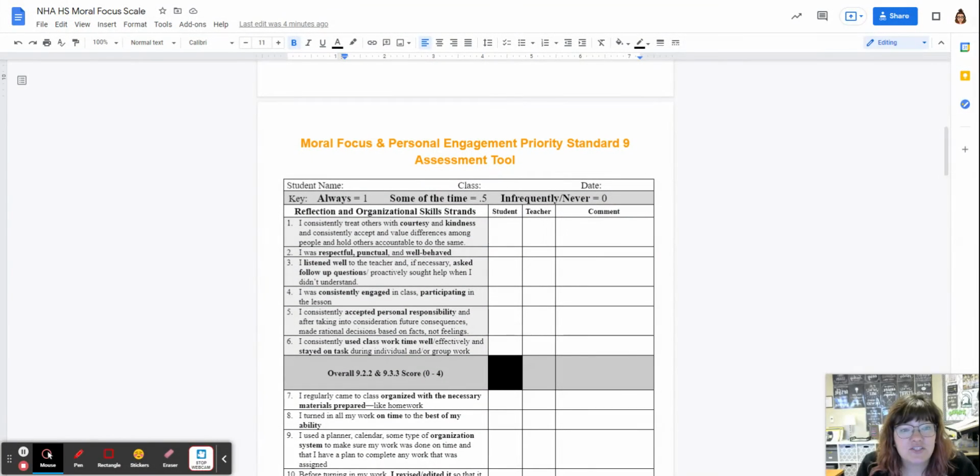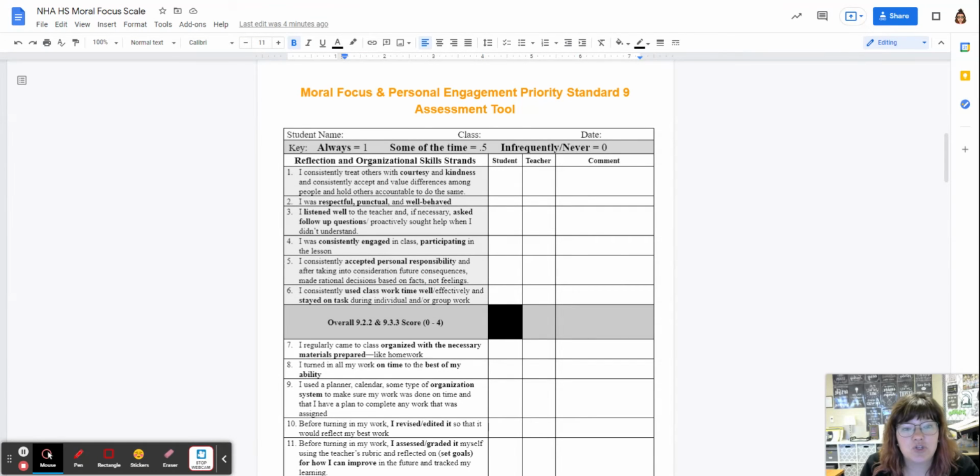The first is a student personal engagement assessment tool, and this can happen with students doing a self-reflection first to really get them to understand how their actions impact this grade within their class. So you've got some sections that reflect on their organizational skills, and they rate themselves as 1 as an always, 0.5 some of the time, or infrequently or never as a 0. So the student would complete this evaluation. The teacher can give some feedback, and additional comments can also be included.